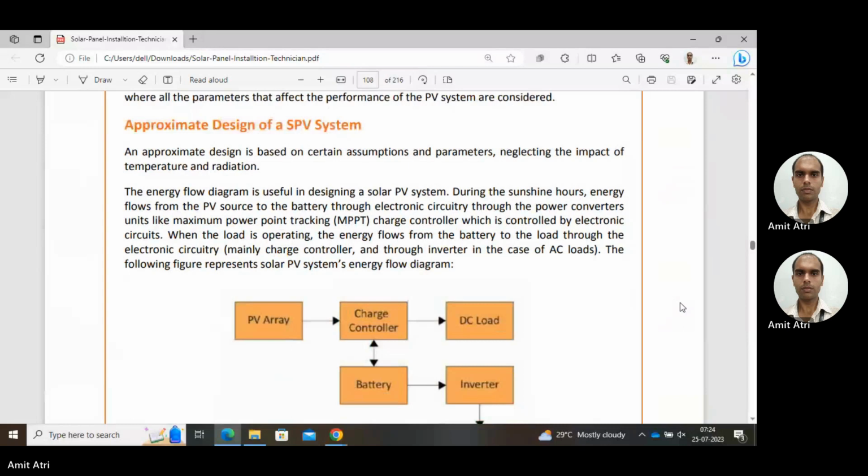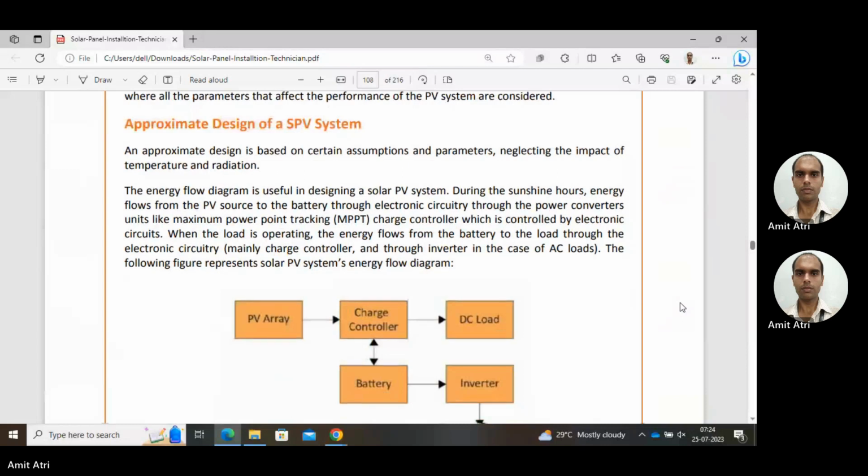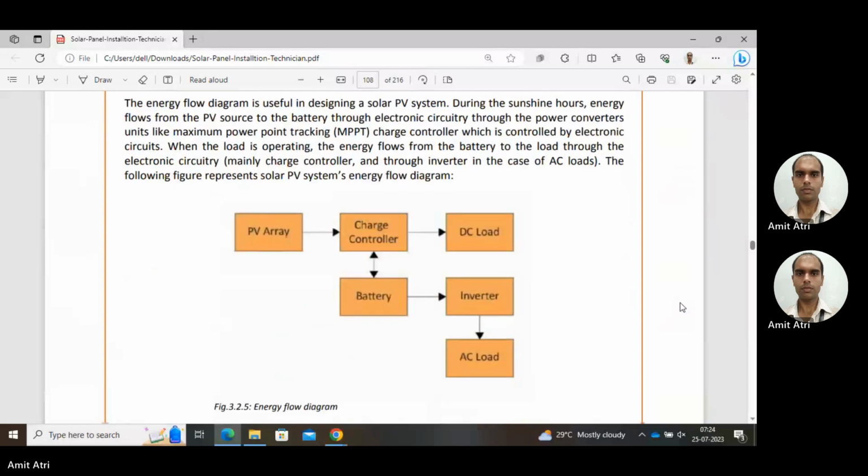Okay, so the energy flow diagram is useful in designing the solar PV system. So during sunshine hours, energy flows from the PV source to the battery through an electronic circuit, through the power converter. So what are these electronic circuits? Here it is shown in the diagram. This is the energy flow diagram. So PV array, from there is a charge controller. We have discussed all of these components in detail, why they are used, in the previous units.